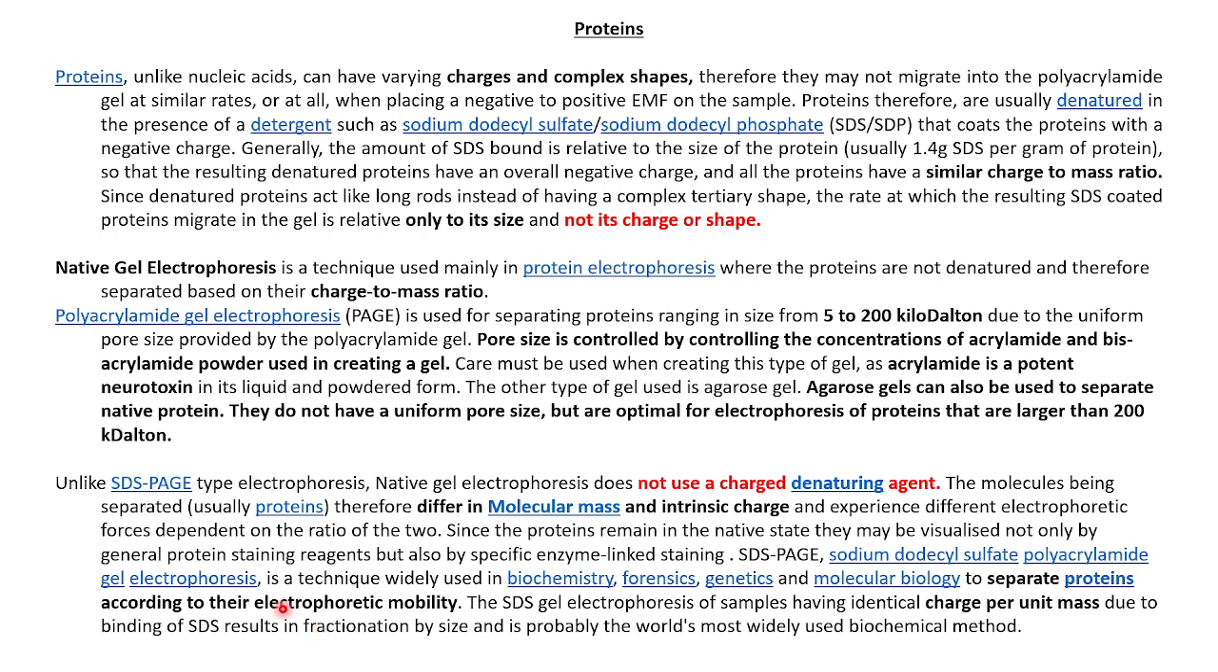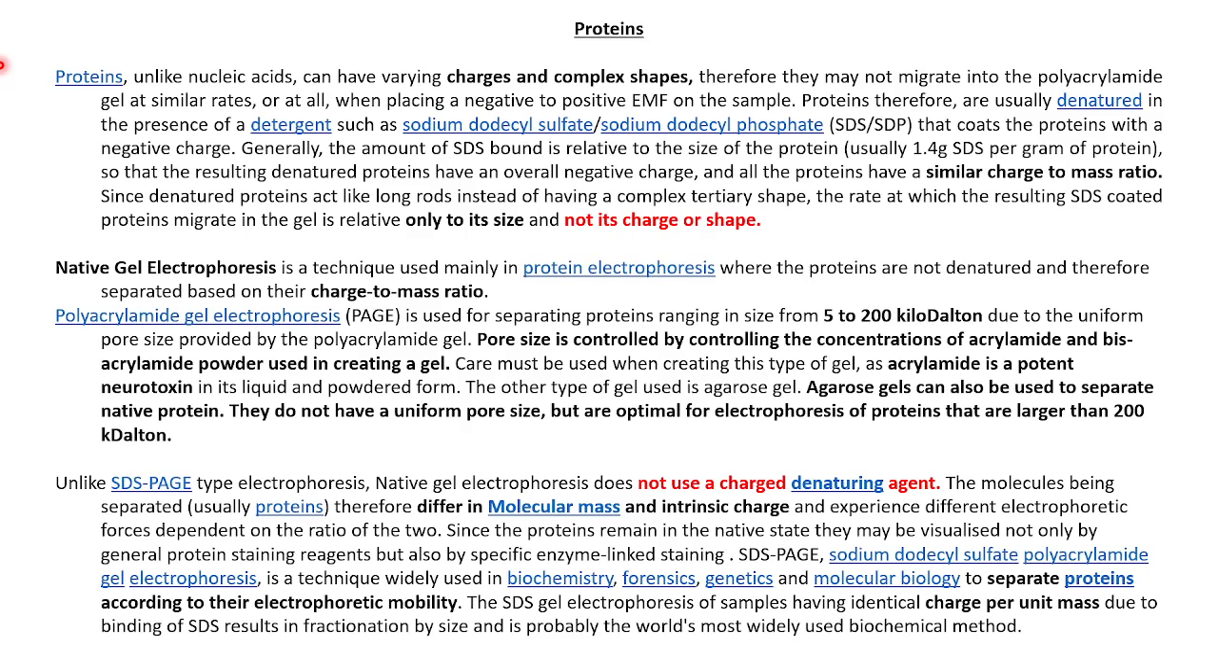Now talking about proteins, which unlike nucleic acids have varying charges and complex shapes, therefore they may not migrate into the polyacrylamide gel at similar rates when we place a negative to positive EMF on the sample. Proteins are therefore usually denatured in the presence of a detergent such as SDS that coats the protein with a negative charge. Generally, the amount of SDS bound is relative to the size of the protein, that is 1.4 grams of SDS per gram of protein.